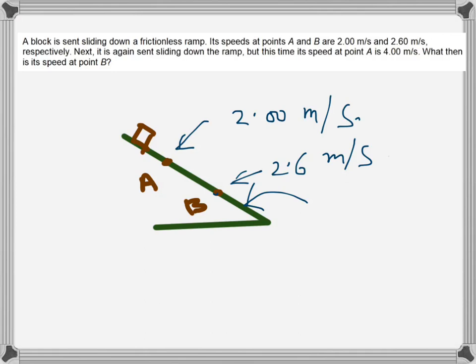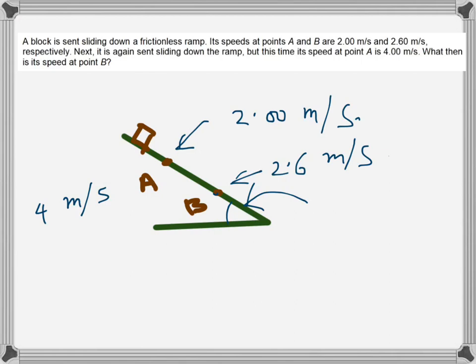So this information is given, and next it is again sent sliding down the ramp, but this time its speed at point A is 4 meters per second. So in the second scenario, where at point A its speed is 4 meters per second, we need to find its speed at point B. We are not given the inclination angle, not the distance between point A and B, nothing, but that should be okay.